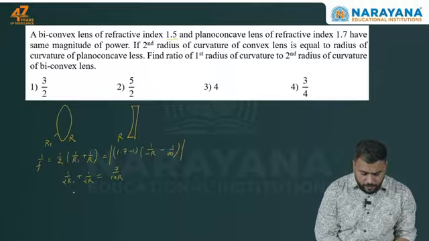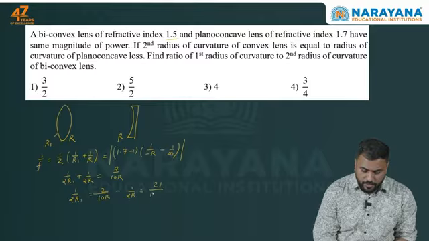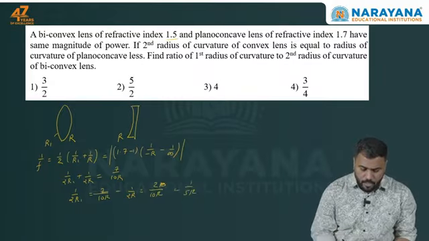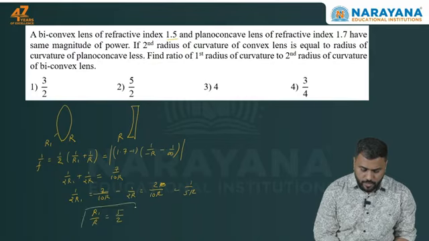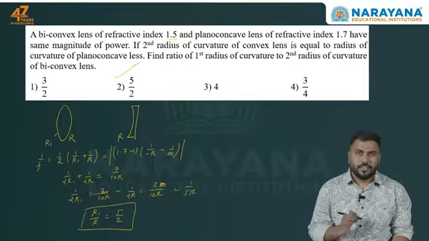Just solve this expression. 1 by 2 r1 is equal to 7 by 10 r minus 1 by 2 r. If I multiply and divide by 5, I will get 2 divided by 10 r, that is 1 by 5 r. So r1 by r, you can see, is coming out as 5 by 2. So the correct answer to my question should be 5 by 2, that is option number 2. Let's see the next question.